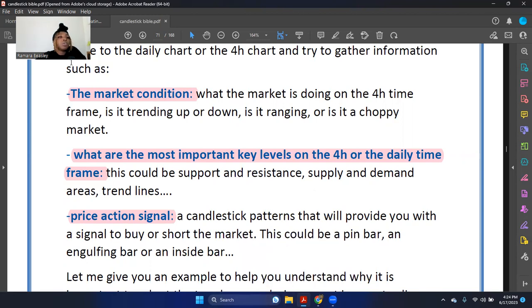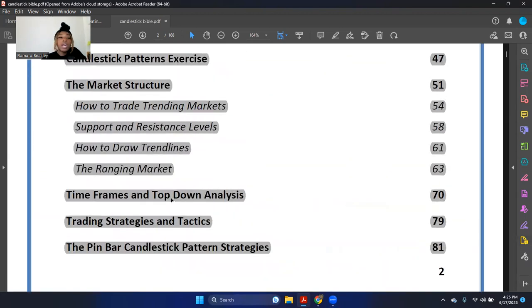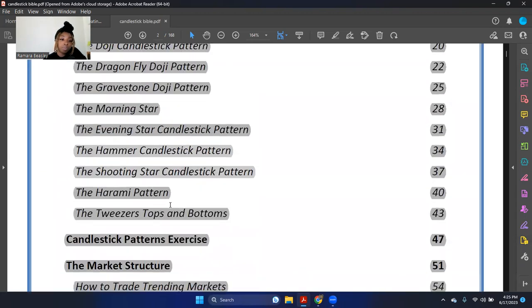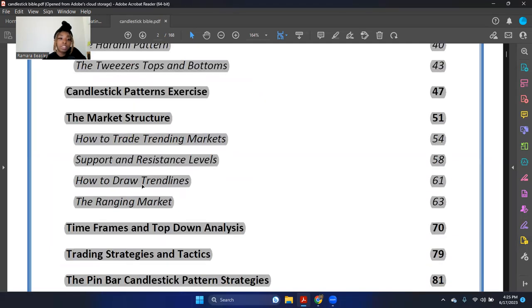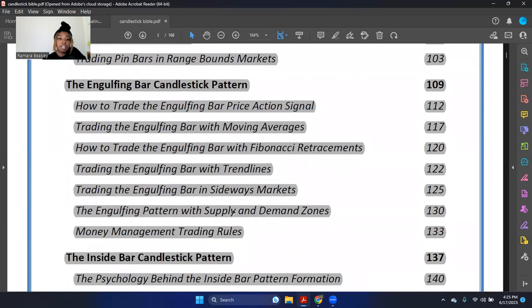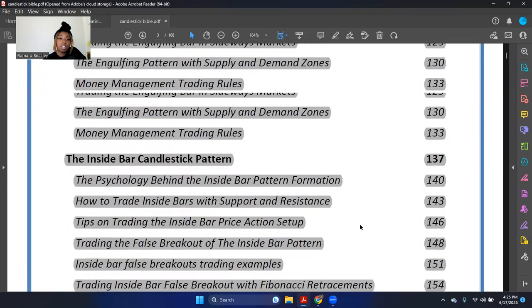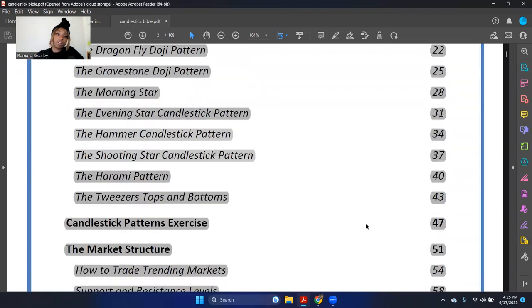So this is a personal preference for you. If you want to use support and resistance, supply and demand areas, or trend lines. But have no fear, whichever one you use, you can always refer back to the Candlestick Bible when we're talking about support and resistance, trend lines, and then we have our supply and demand areas right here. That's at page 130. Yeah, that's the only one that talks about supply and demand.